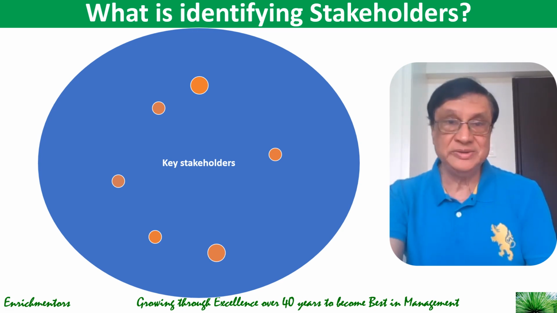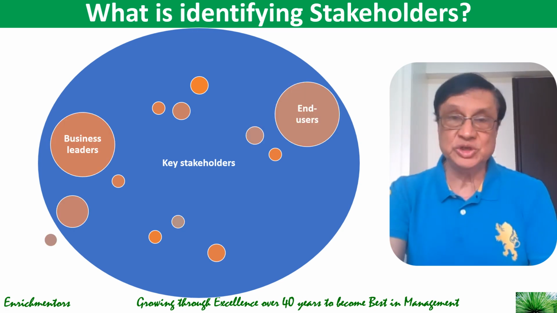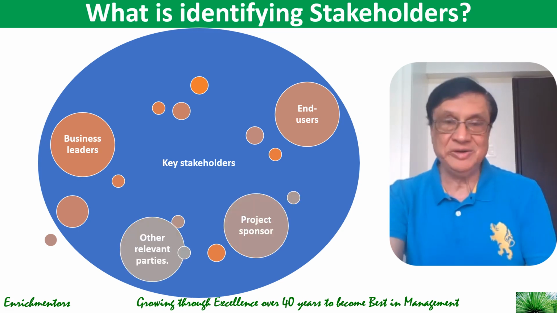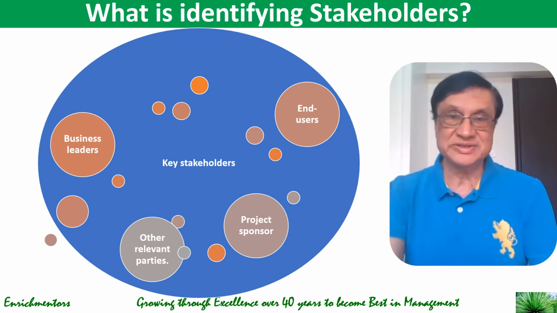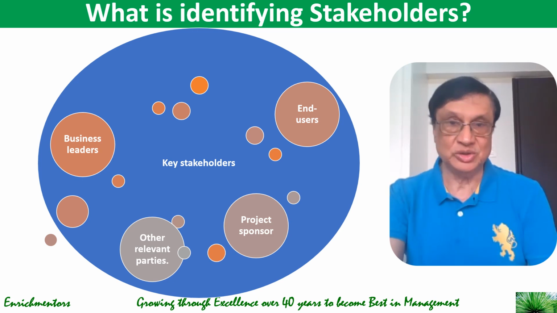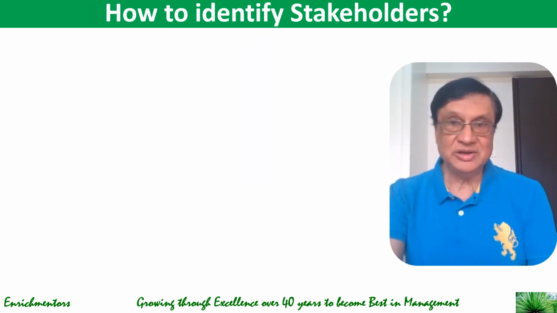This could be your business leaders, end users who will be using your products and services, project sponsors, and other relevant parties. It could be anyone who has an important role to play in this entire process, as well as those who are impacted or affected by these people. So this is what we mean by identifying stakeholders. Now the question is how to identify these stakeholders. Let's take a look at the steps and things that you can do to effectively identify stakeholders.